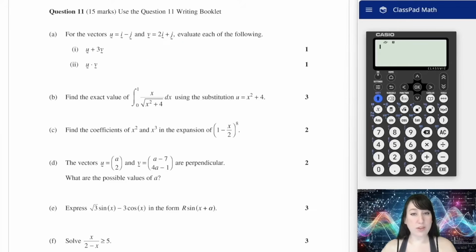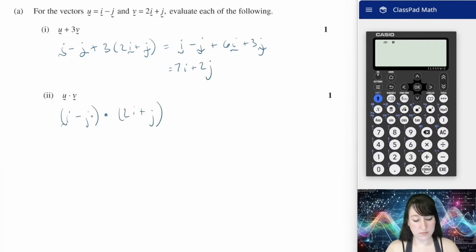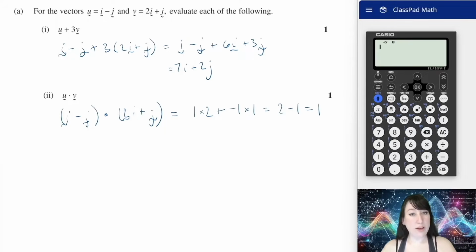Part 2, u dot v. So we need to take the dot product of u and v. The dot product would involve multiplying the i component with the i component and the j component with the j component, and then adding the results. And so we get 1. Remember, the dot product is sometimes called the scalar product because the result is a scalar, as in a non-vector.